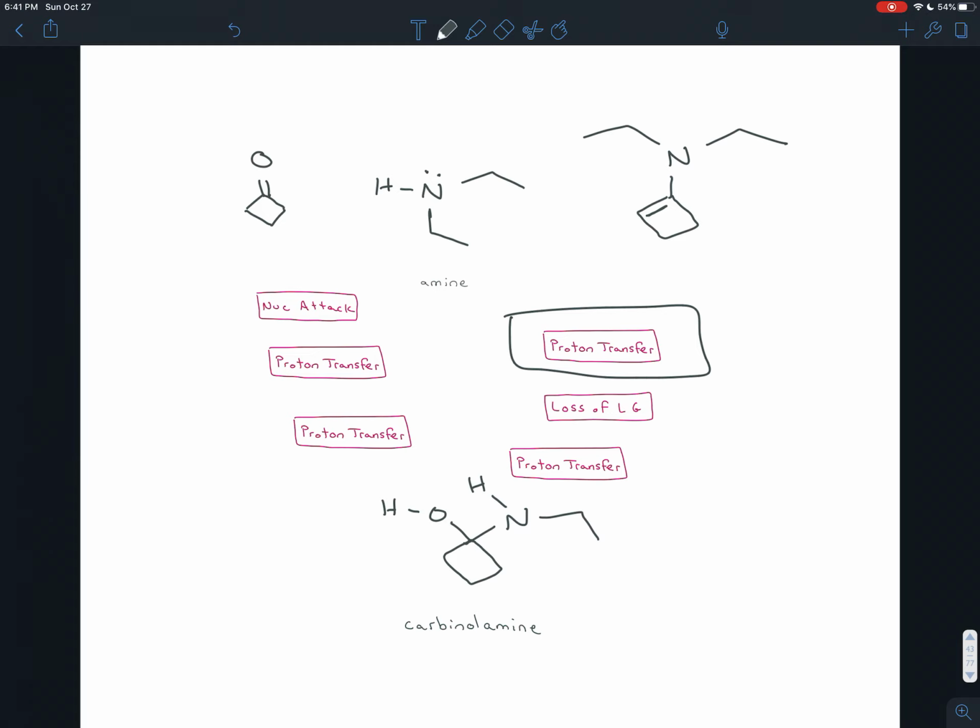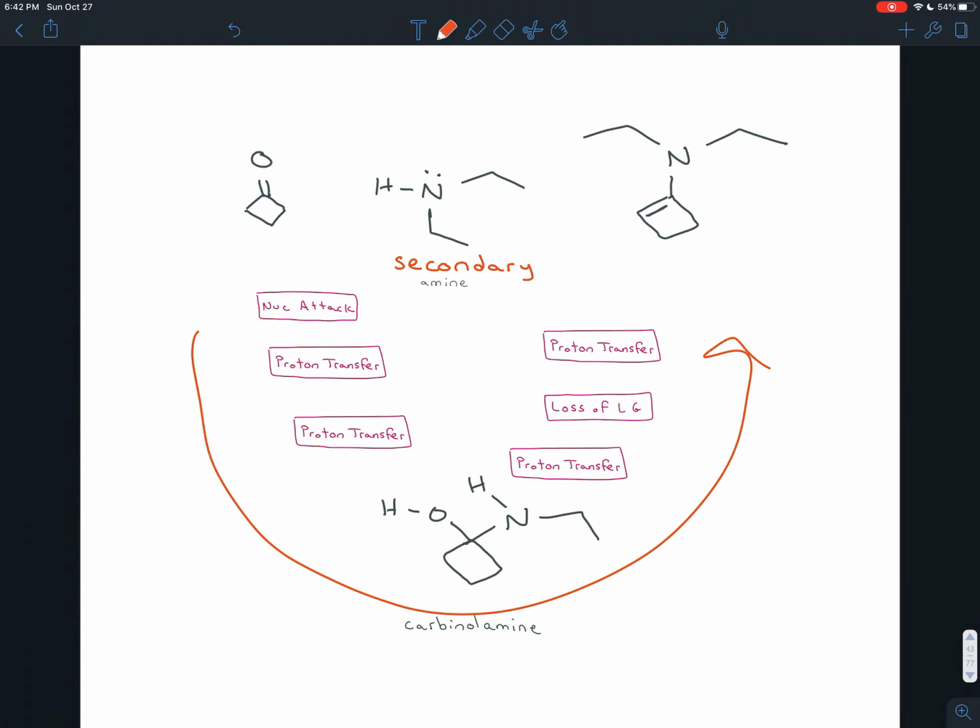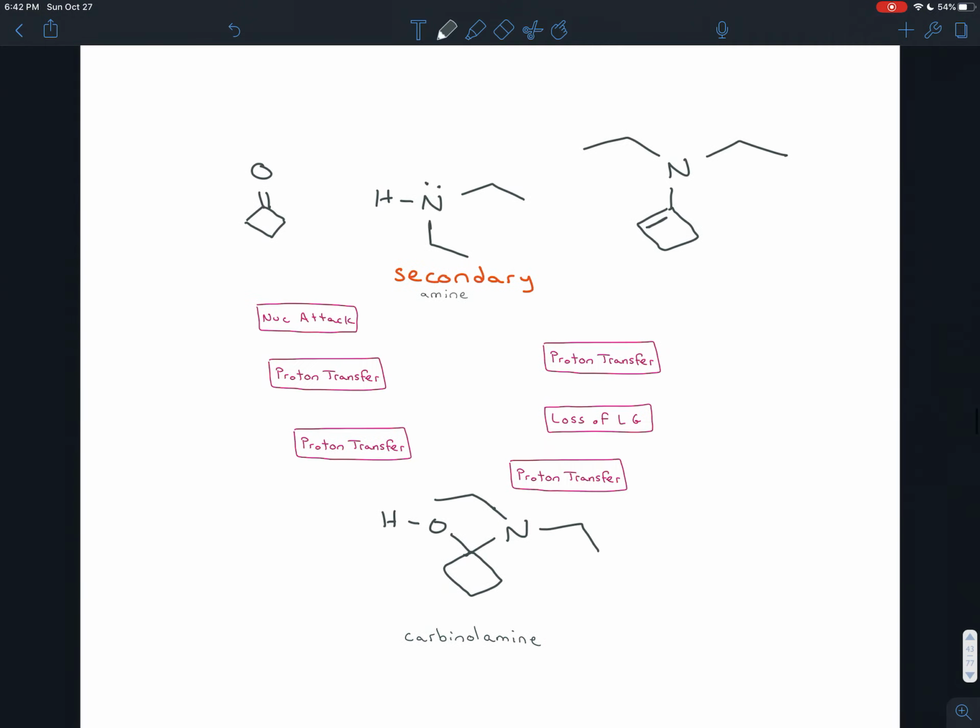Now, everything else about the mechanism is exactly the same except for the last step. And the last step is still a proton transfer. It's just the hydrogen that is being transferred that's different. So if you have a secondary amine, the product is different. All the steps are the same going around. Even the carbinolamine that you get will be exactly the same, except you'll have the two carbon chains on there. The one difference is where you do this proton transfer at the very end.